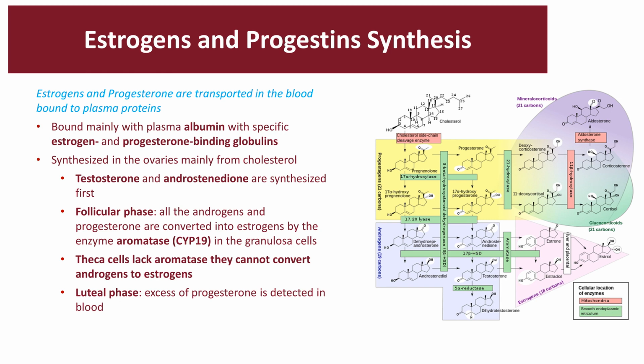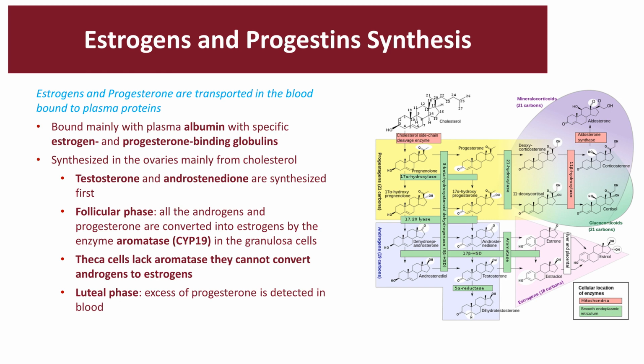So, 2 types of cells. We have the theca cells, which respond to LDL receptors, and with stimulation by LH binding to the LH receptor, that will activate adenyl cyclase to trigger the second messenger cyclic AMP. That will then increase the conversion of cholesterol to pregnenolone, pregnenolone to progesterone, and progesterone to the androgens.